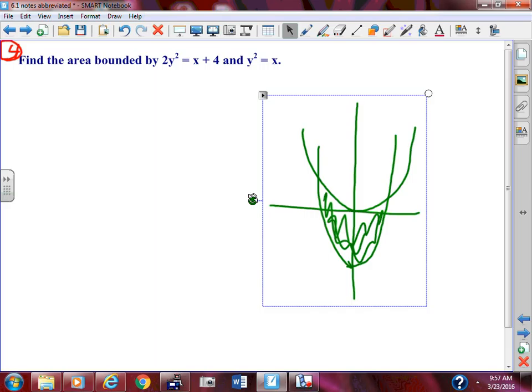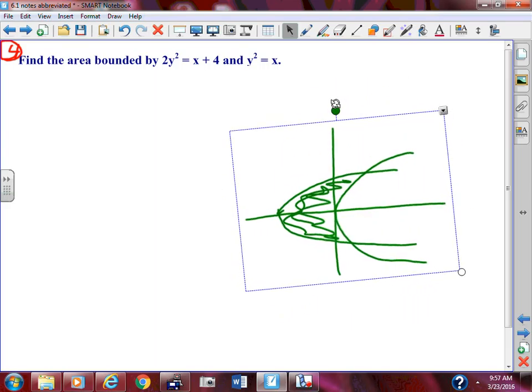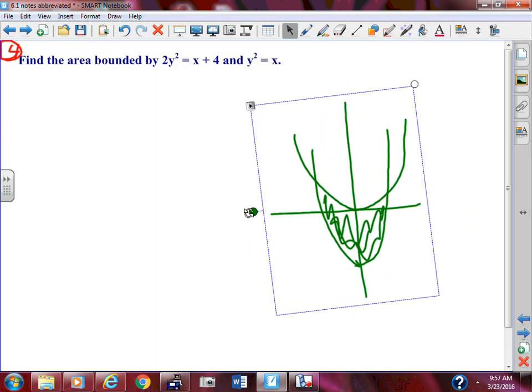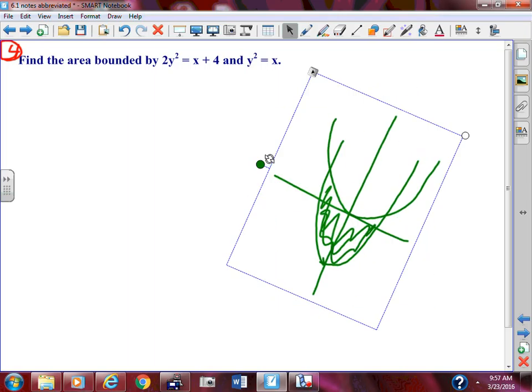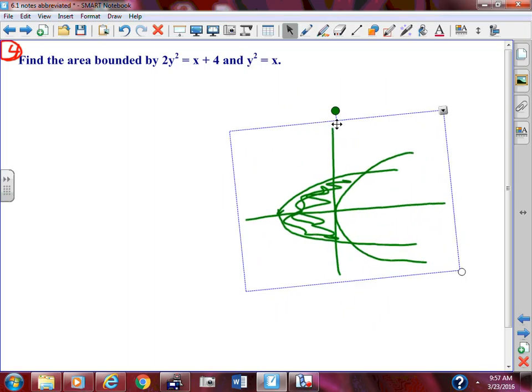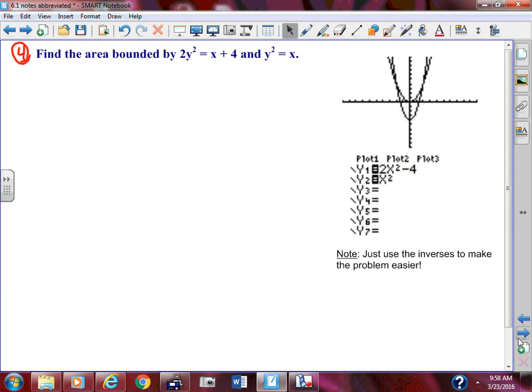Okay, so how can I change those equations to where I would have parabolas that are opening up instead of opening sideways? Switch the x and y. And what is that called? Inverse. So that's what we're going to do on these. We're going to use inverses. And that's exactly what I did.